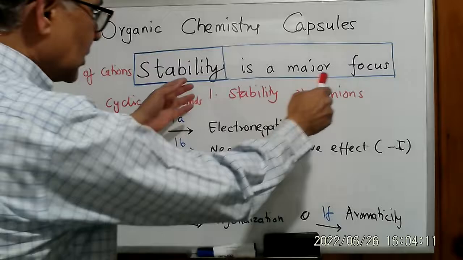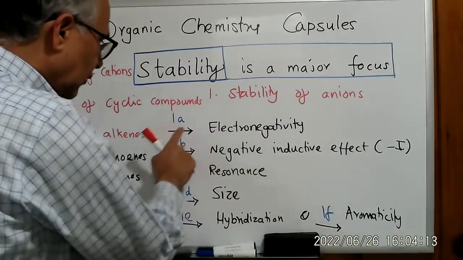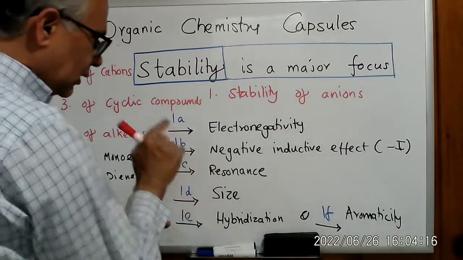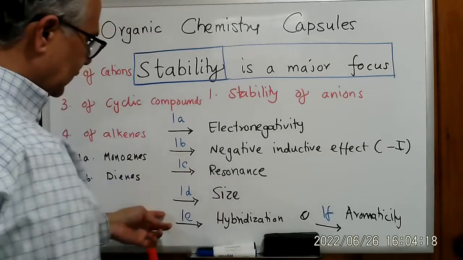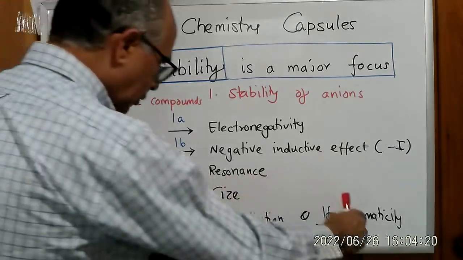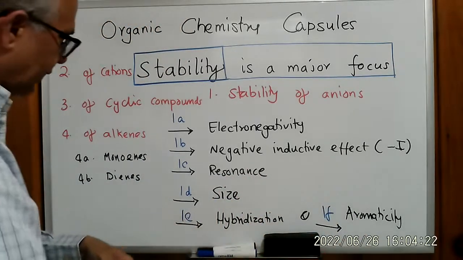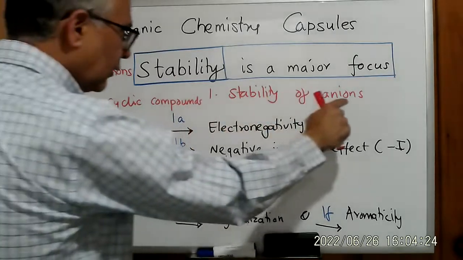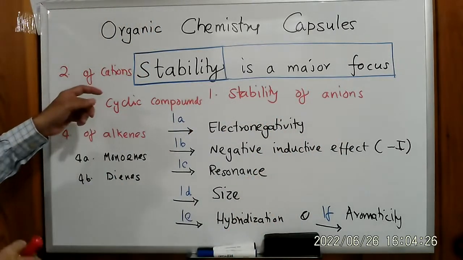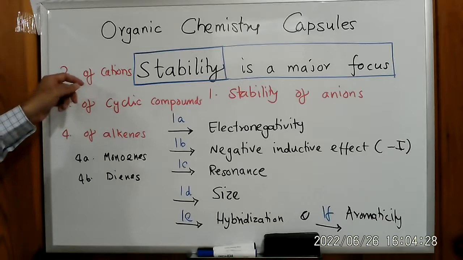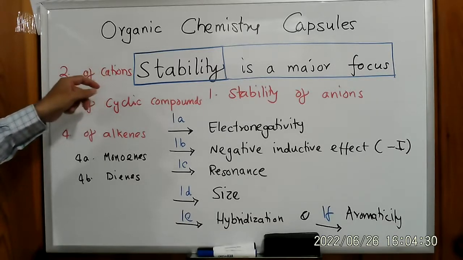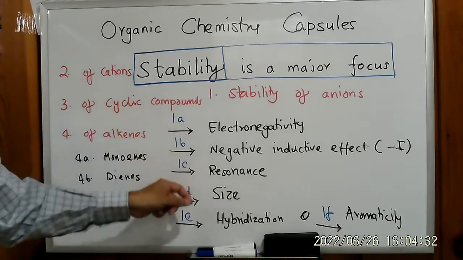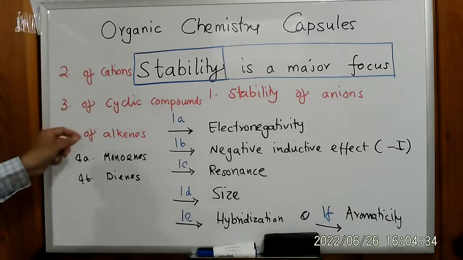So that is stability of anions. We talked about 1A, 1B in previous videos. In this video, we'll focus on resonance, but we'll come to all these things in subsequent videos. Apart from stability of anions, we also have cations, and we look at how different factors explain the stability of cations.